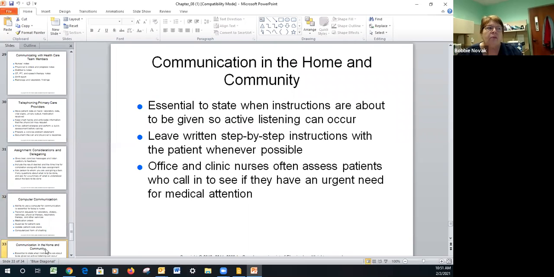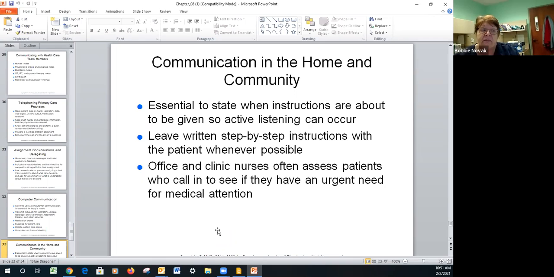When we're working in the home or in the community, we need to make sure that we state when instructions are about to be given so that we can get everybody's attention in the house or in the community. Leave written step-by-step instructions whenever possible for the patient. This could be in the hospital before they're discharging, or when you're sending them home, or when you're working in the home with them.